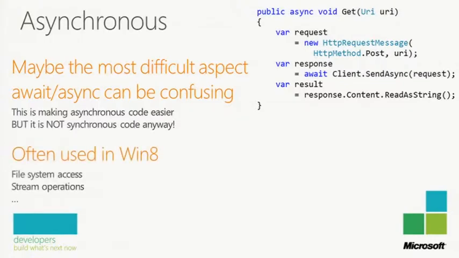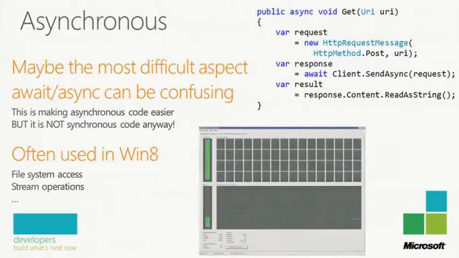Very often used in Windows 8. For example, every file operation that you do in Windows 8 is asynchronous now. So when you open a file, when you write a file, this is all asynchronous. Every stream operation is asynchronous. So you need to think about that. And actually, there is a reason why, right?